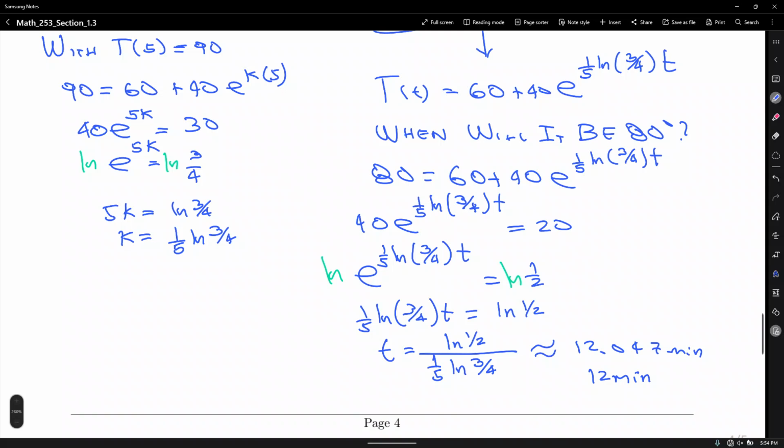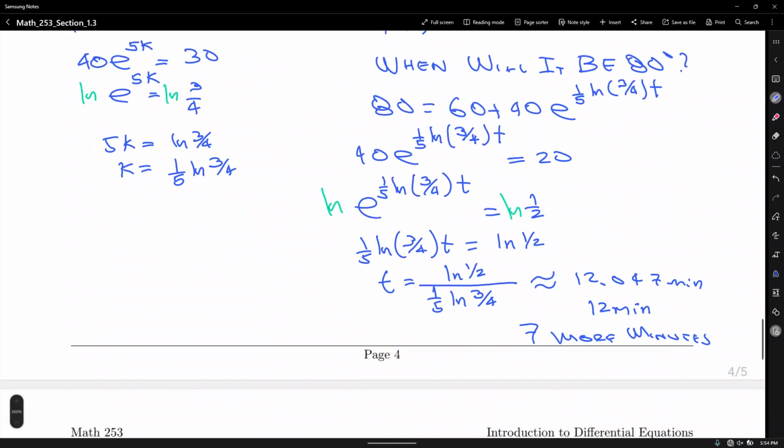To go to 80 degrees, if it takes 12 minutes, if 5 have already passed, we need 7 more minutes. Be careful on the wording of the question, right? All right.